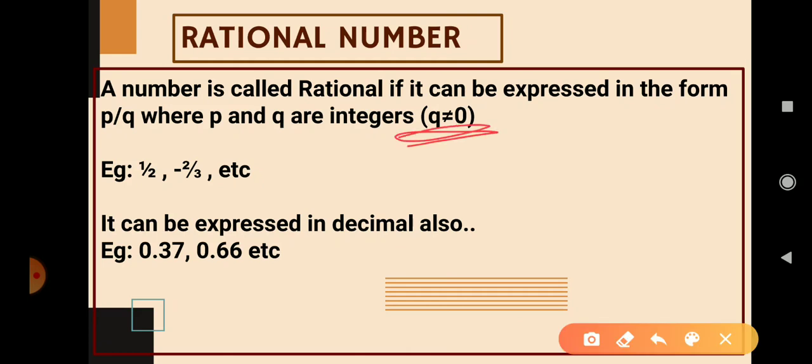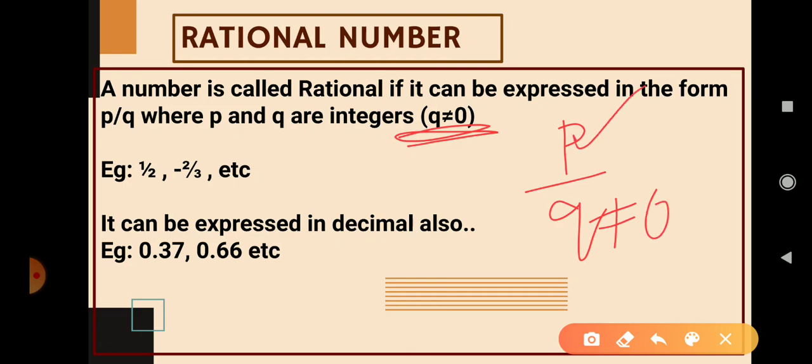That is, a number which can be expressed in the form of p by q. So one is the numerator, another one is the denominator. Here both p and q are integers. Integers means you can take negative numbers, or 0, or positive numbers. And the main thing is q is not equal to 0.